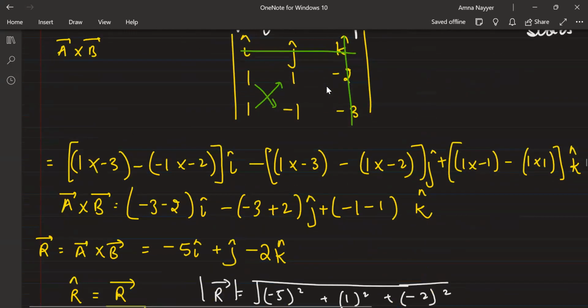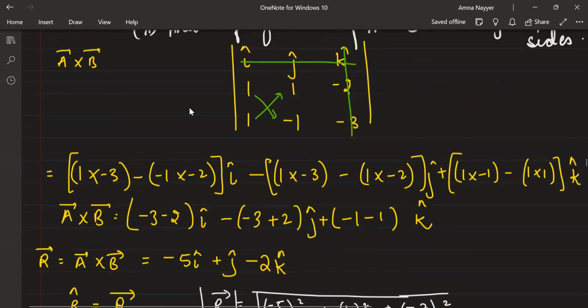Okay, write down the solution. We'll practice some more questions from this because cross product needs practice. One question I'll give you. You try that, then we'll discuss.